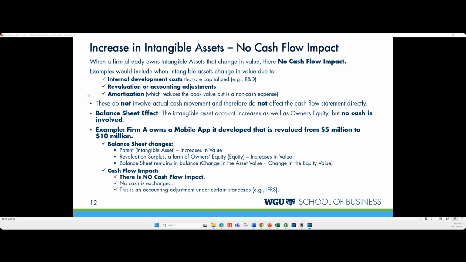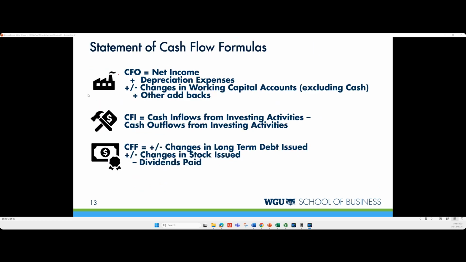Okay. So now we'll go into our statement of cash flow formulas in more detail. So our cash flow from operations is computed by taking our net income, adding back depreciation expenses because they're non-cash, and then plus or minus changes in our working capital accounts, which are all of our current assets and all of our current liabilities excluding cash, and then any other add backs we might have.